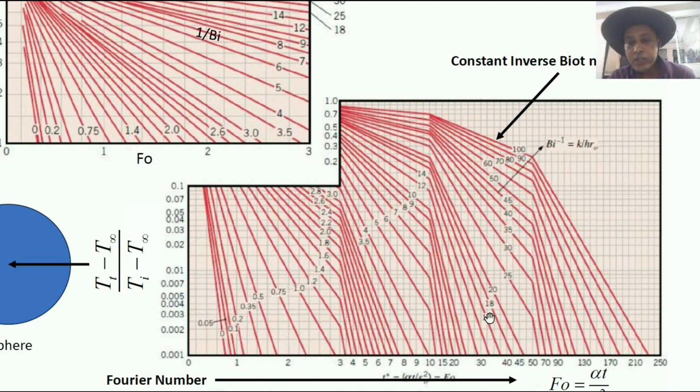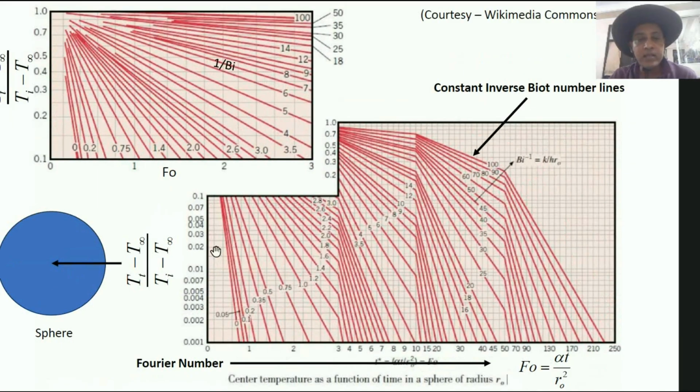If you take this line, this is 16. So for this entire line, wherever it is going, the inverse Biot number is 16. The y-axis is the temperature ratio, Tt minus T infinite upon Ti minus T infinite. Tt is the temperature of the center of the sphere at time t. In the question it is 100 seconds. T infinite is the environmental temperature and Ti is the initial temperature.